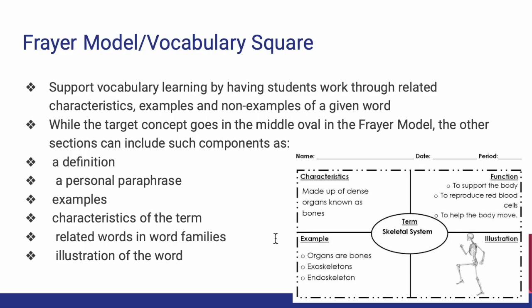And while the target concept goes in the middle oval of the Frayer, the other sections in the word can include definitions, a paraphrase, examples, characteristics of the term, related words like in the word families, and illustration. Really anything that is going to help the student understand and memorize this word. The 4th quadrant usually includes an illustration, and the authors of the Frayer Model said that through their years of teaching, illustrations are the most important components to include, as it creates a visual and it supports multiple pathways of encoding information in the brain.